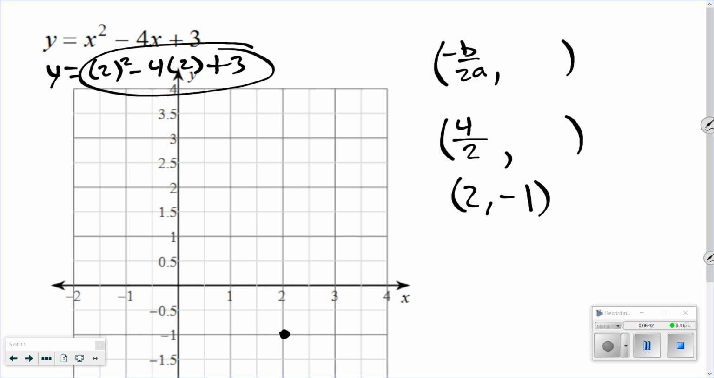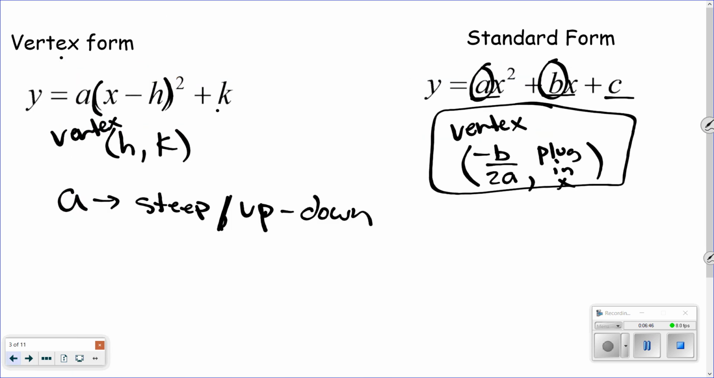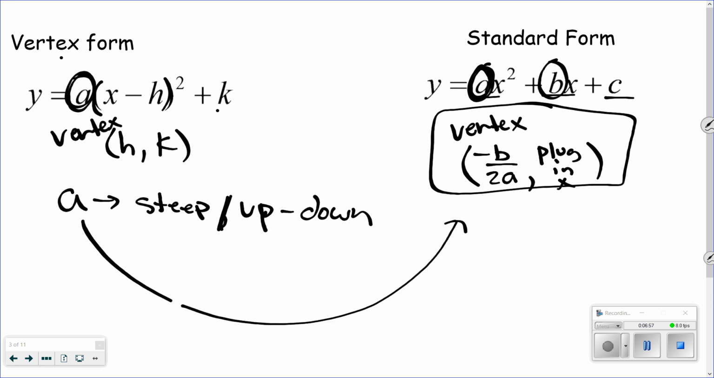We look at this number. Let's go back. I think I forgot to write that down on our notes. Notice A right here tells you how steep it is and if it's opening up or down. This A does the same thing. So I don't know if you want to draw an arrow over to there. Maybe draw it all the way up to there. It does the exact same thing.